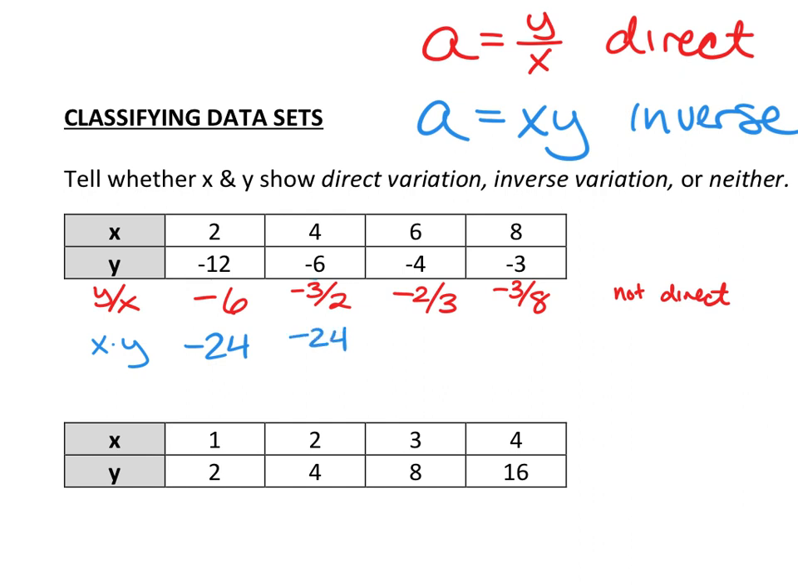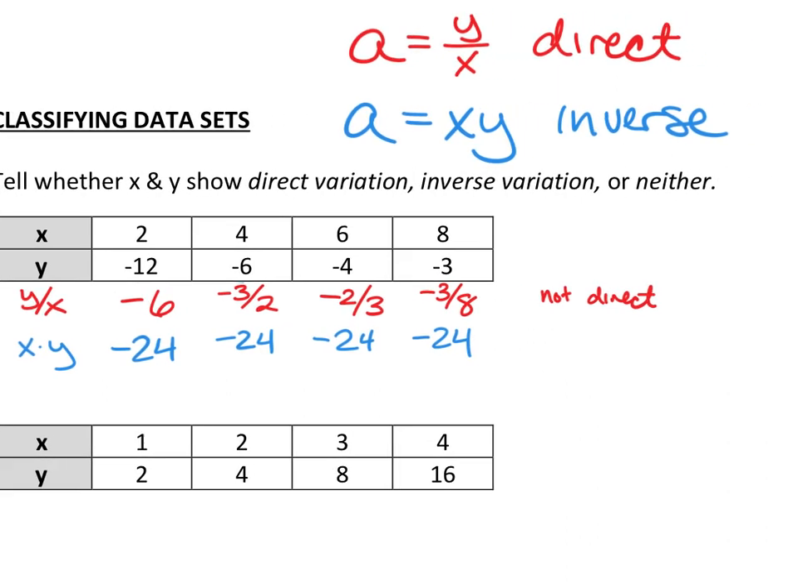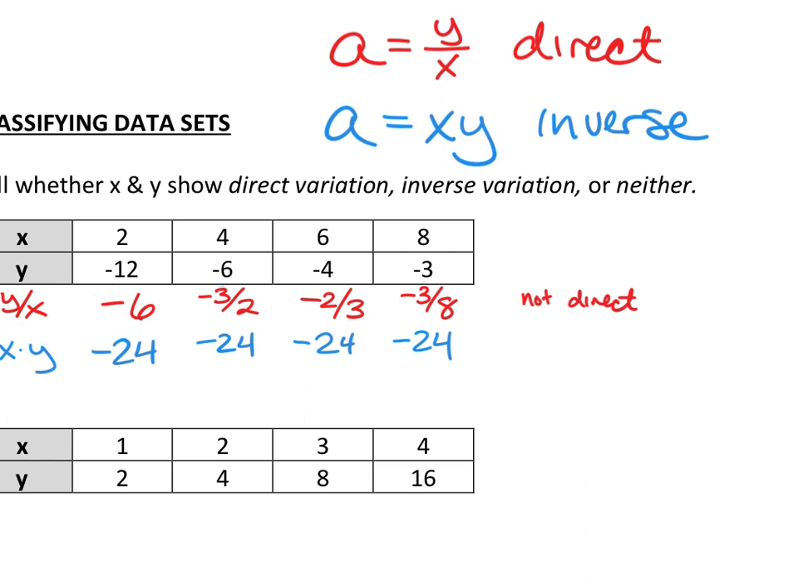If I keep going, what is negative 4 times 6? Same thing. And what is negative 3 times 8? The same thing. When that number is the same across the whole column, across the whole table, then you know that is correct. So this is an inverse variation. If you were to do both the direct and the inverse and neither of them were the same number across the entire thing, you would say neither.